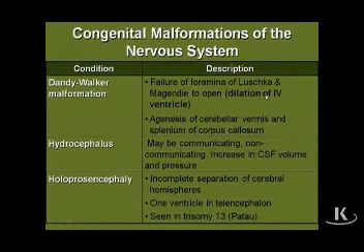Finally, in holoprosencephaly, there is an incomplete separation of the cerebral hemispheres, resulting in a single telencephalic ventricle, and this is seen in a fetus that basically has trisomy 13.